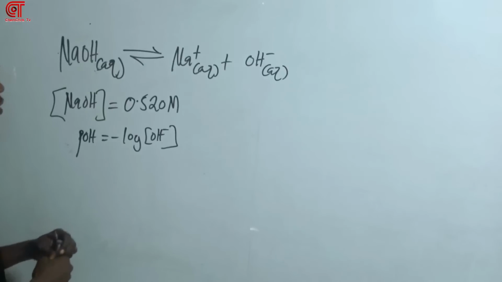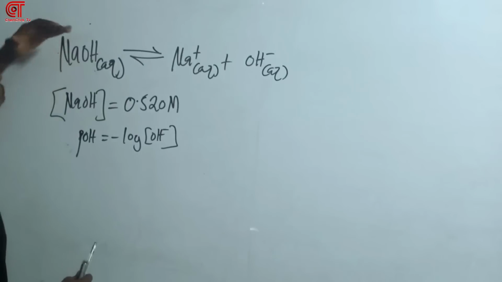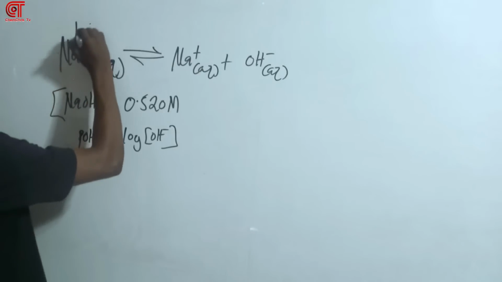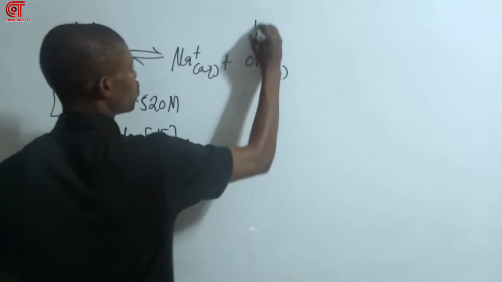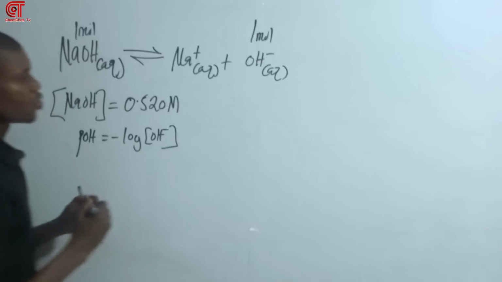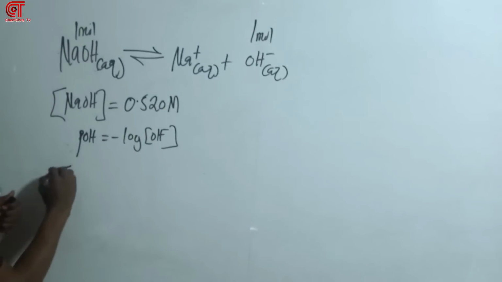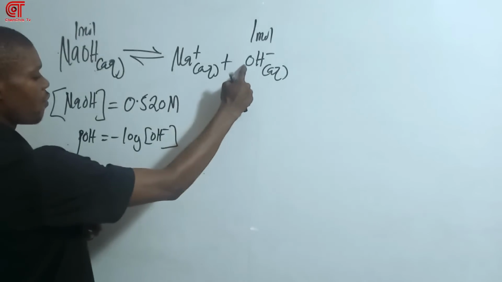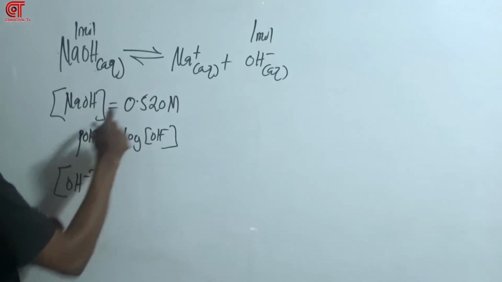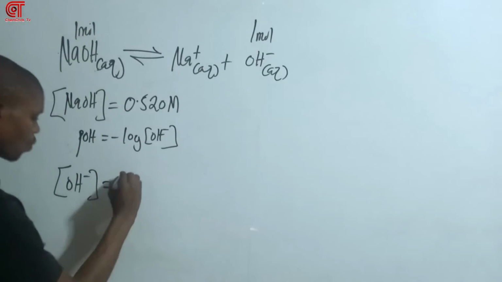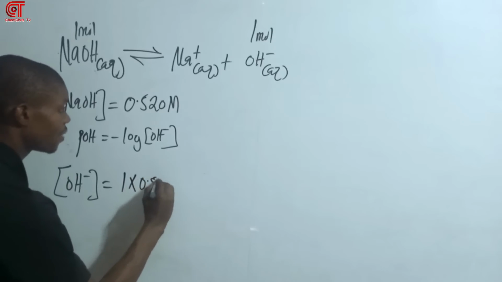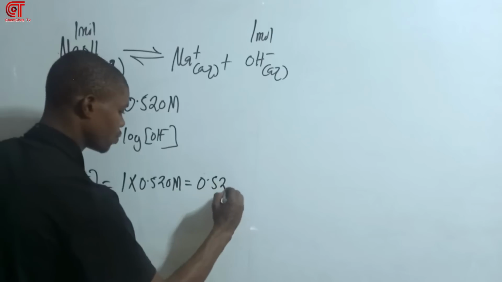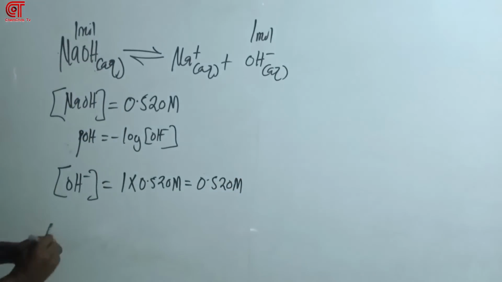So what you want to do here, remember, 1 mole equals to what? If you look at it here, here we have 1 mole, and here we have 1 mole, right? So they're the same. So the concentration of OH minus here is going to be 1 times 0.520 molarity, which is 0.520. Do you get that?